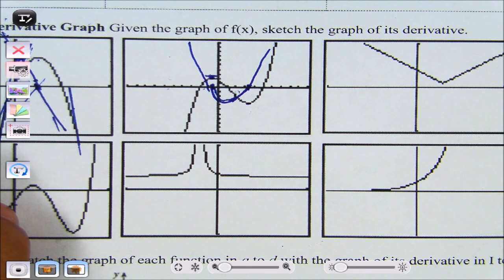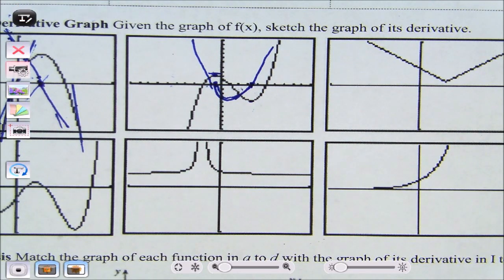Does it matter how far you come down? No. I mean, eventually it will, but for these sketches, it does not matter. So this is the graph of the derivative? Yes, this is a sketch approximating the derivative. I will be very lenient in terms of how low you go or how steep you go.